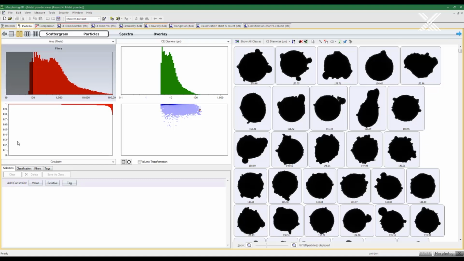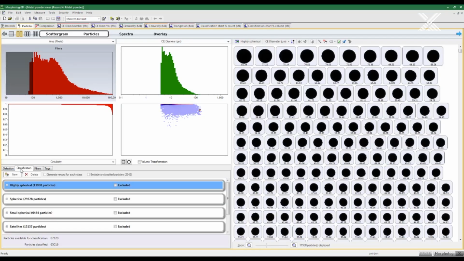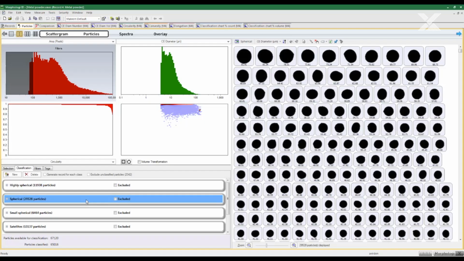Powders used for additive manufacturing need to pack together very tightly in order to create high-density parts. And this requires particles with very high circularity. So the ability to classify particles by circularity will enable additive manufacturers to quantify the quality of their powders to ensure that they're using the right powders for the right applications.